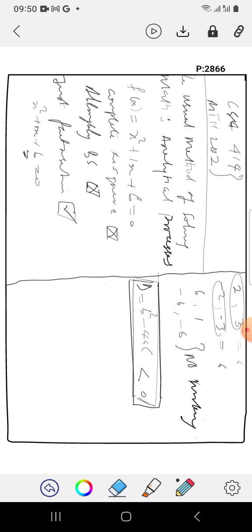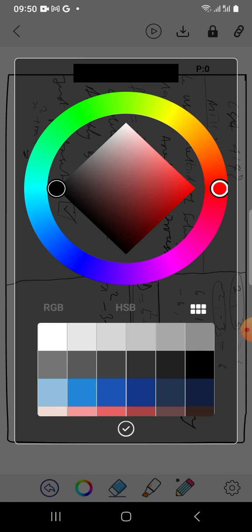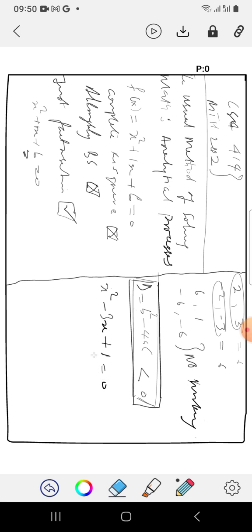Let's look at this one. X squared minus 3x plus 1 equal to 0. Okay, this one looks okay. What will you multiply to give you 1? Okay, let me change the color. So what will you multiply to give you 1, and when you add it, gives you minus 3? Okay, I don't think such a thing exists. I don't think so.